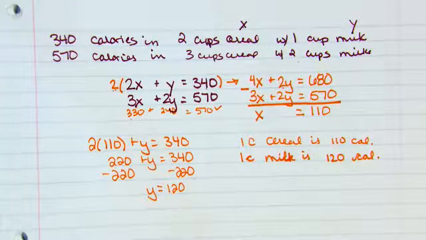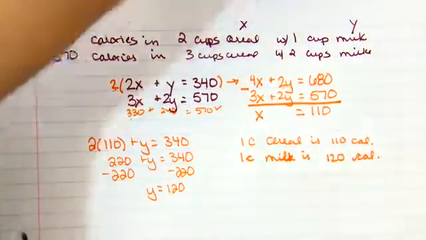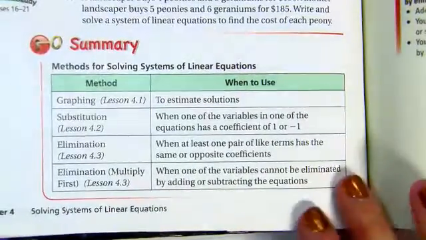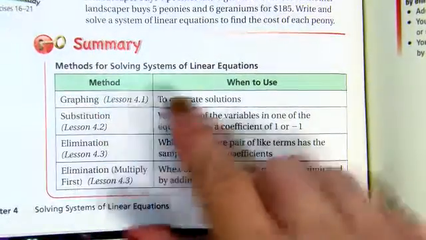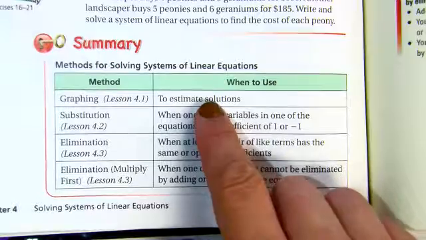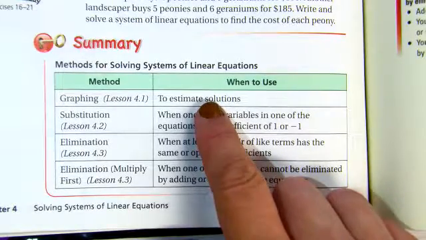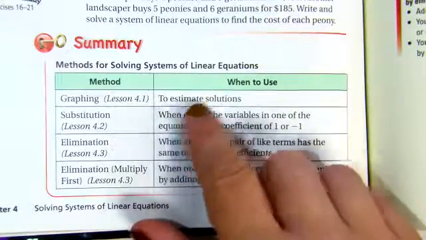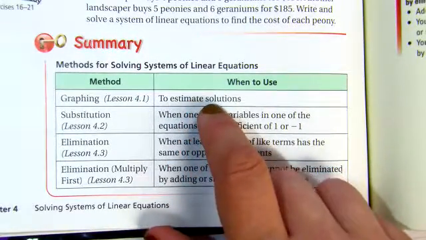So that's the idea behind elimination. If you look in your book on page 172, it gives you a little chart that tells you when you want to use the different methods. I can show that to you, but you can also look page 172. So graphing, if we just need to estimate a solution, graphing is a good idea. If we're given 2 equations that are in slope-intercept form and they look like they'd be easy to graph, that would be another situation when you want to graph.